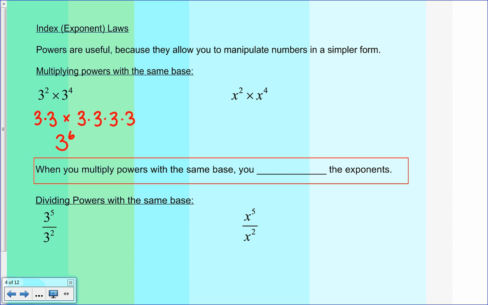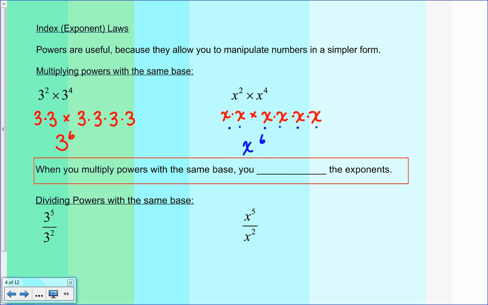Let's move on to x squared times x to the 4th. Really, it's the same thing. We don't need to know what x stands for in order to say that x squared is x times x, and we're going to multiply that times x to the 4th, which is x times x times x times x. Again, you have a bunch of x's multiplied together. 1, 2, 3, 4, 5, 6, and so we would say that's x to the power of 6.